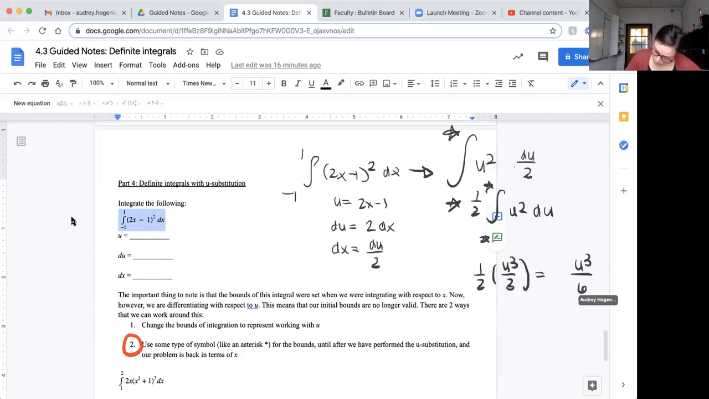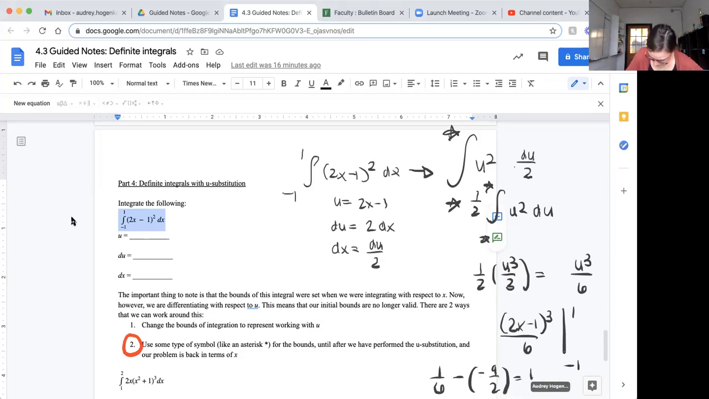And then I know that u was equal to 2x minus 1. So I'm going to have 2x minus 1 cubed over 6 evaluated from, now I can go back to my initial bounds, which is going to be -1 to 1, okay? And I'm going to let you guys get a little bit of practice of plugging that in, doing some work with fractions, but you should get 1/6 minus -9/2, which is going to equal 14/3. So that is what you should get for this problem, okay? And again, you use the stars as placeholders until you get back in terms of x right here, where we can go back to using our original bounds, okay?